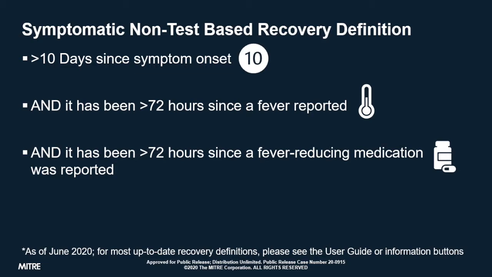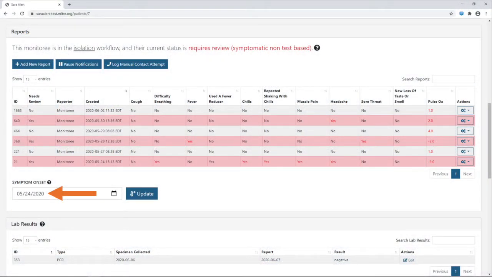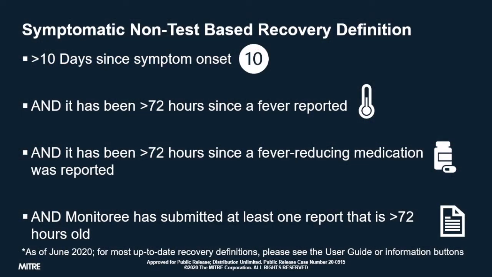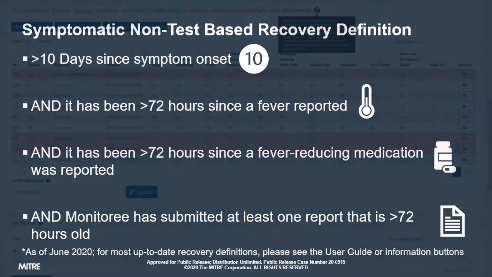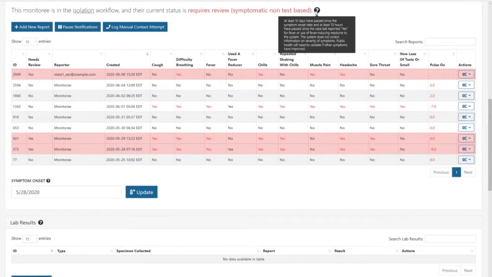This logic relies on data supplied by the monitorees. The date of symptom onset is displayed in the Records Reports section. It is important to validate this information. To meet this recovery definition, a monitoree is required to have at least 1 report that is at least 72 hours old. The system does not collect information on self-reported symptom severity, a component of the CDC recovery definition.